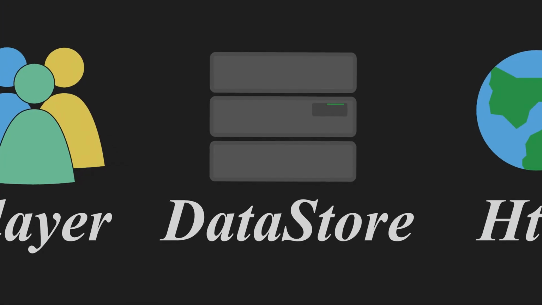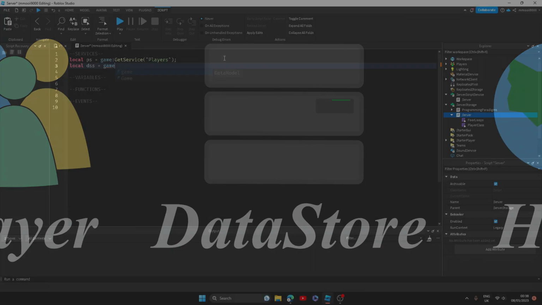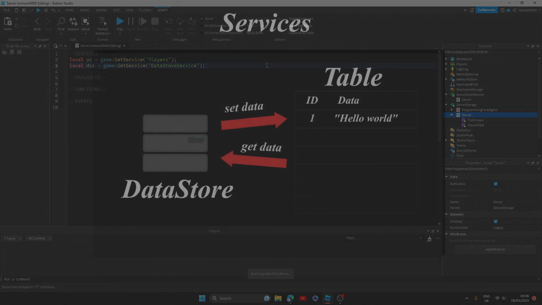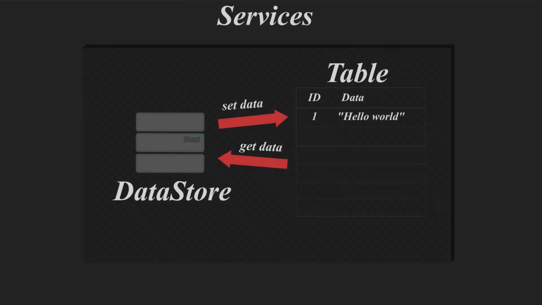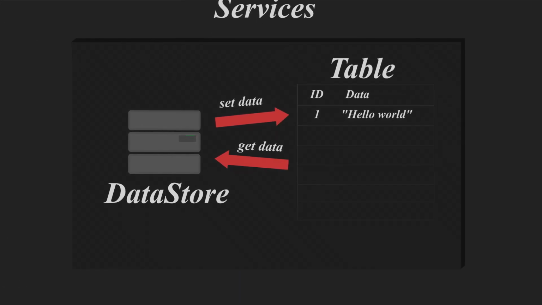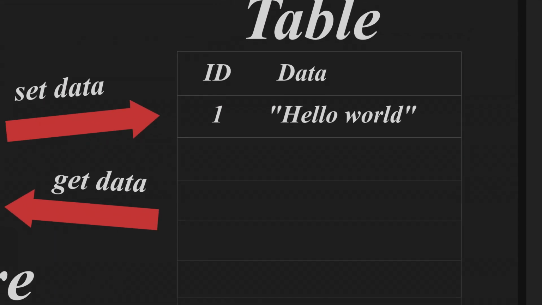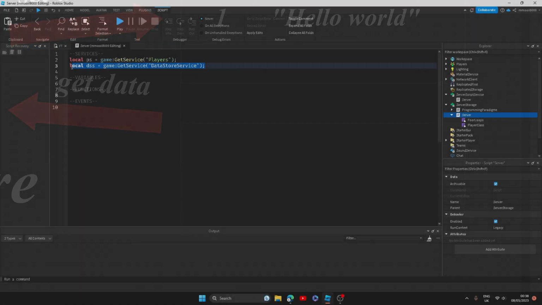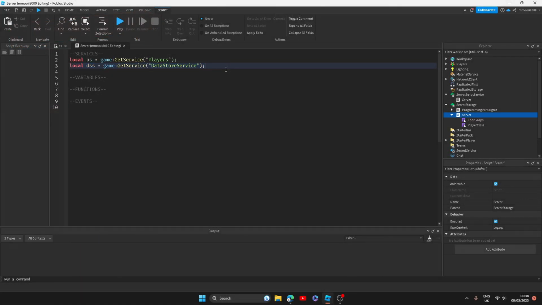We also want the data store service because what we want to be doing is saving our data to a database. Now if you don't know how the data store service works, basically you have this table of data and you save player data and then retrieve it when they next join the game. And it's basically just stored in a giant table where you can access it based on a unique key. And in this case, our unique key is going to be the player ID. You can make it whatever you want as long as the key is unique.